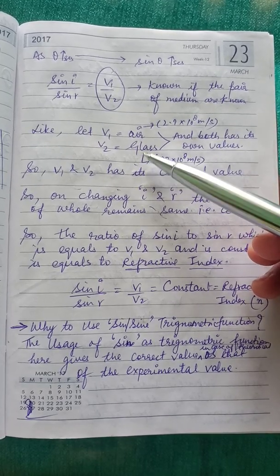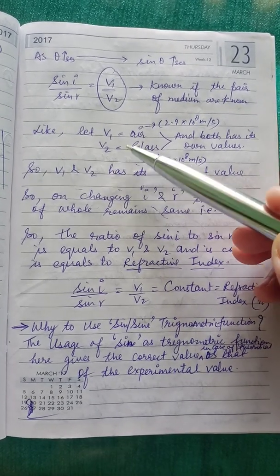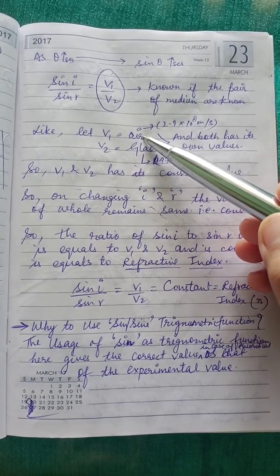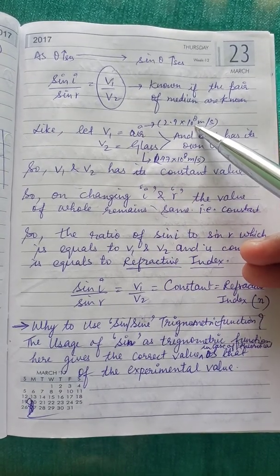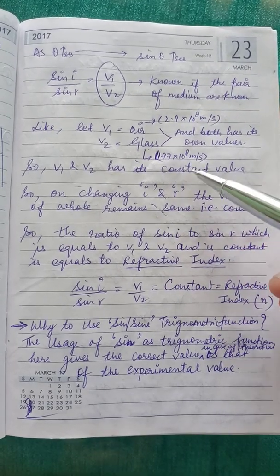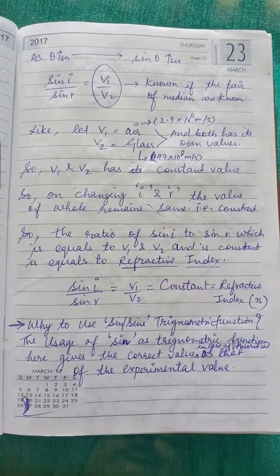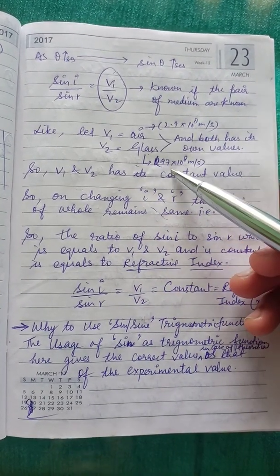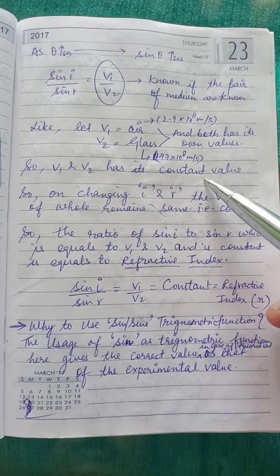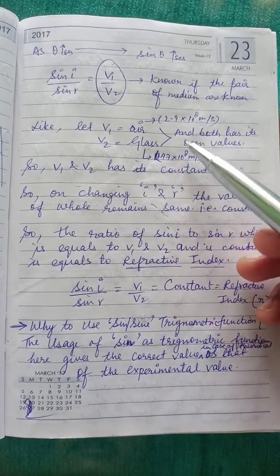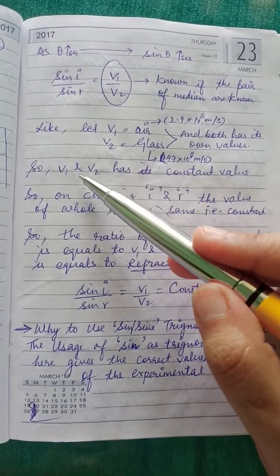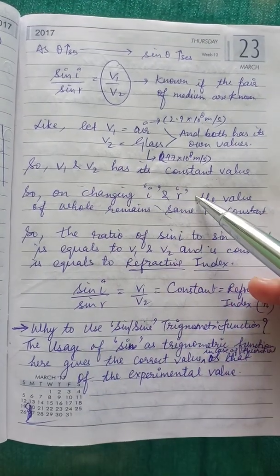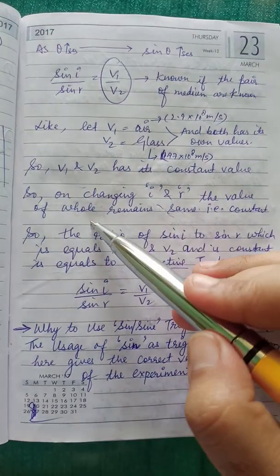Okay, and both have their own values. We have discussed in our previous video, if you could recall, that the speed of light in air is 2.9 into 10 to the power 8 meter per second, whereas the speed of light in glass is 1.97 into 10 to the power 8 meter per second. So from here, when you put these values, you will definitely get a constant value which cannot vary, because these values remain the same at all. Okay, so v1 and v2 have a constant value.